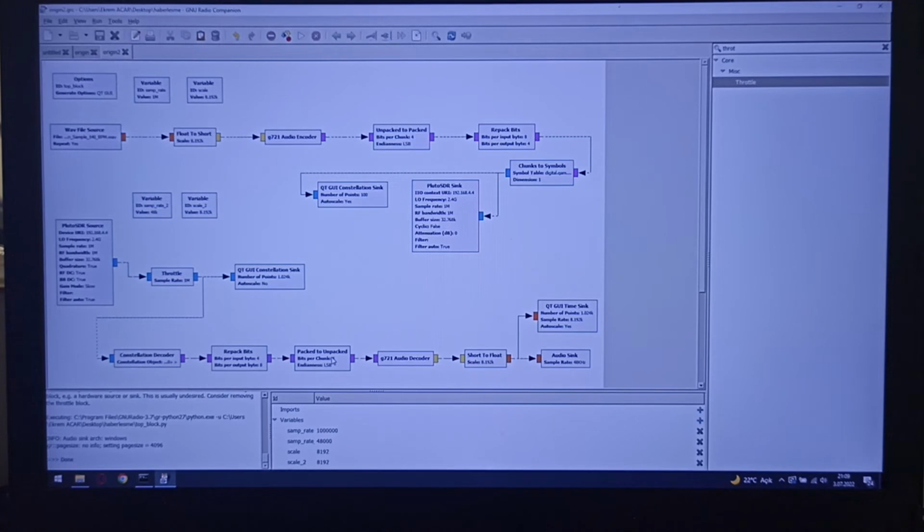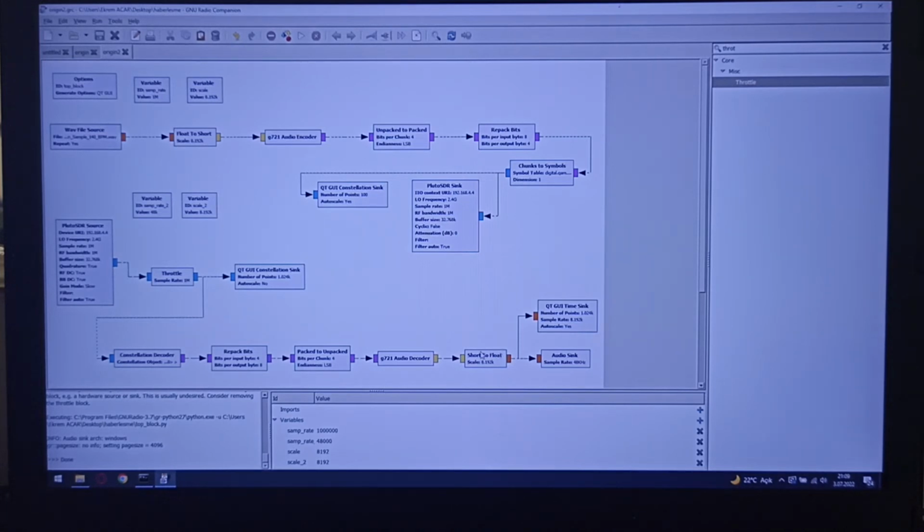The bits in the input stream are separated into groups of bits according to the number of bits per chunk, and 4 bits per chunk were used. They were decoded by the G721 audio decoder for the demodulation task to work properly.